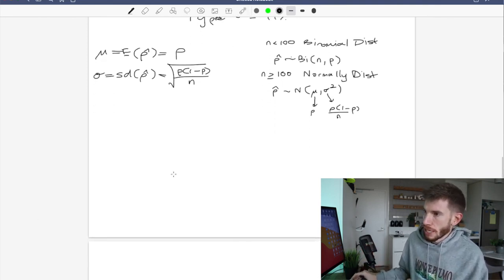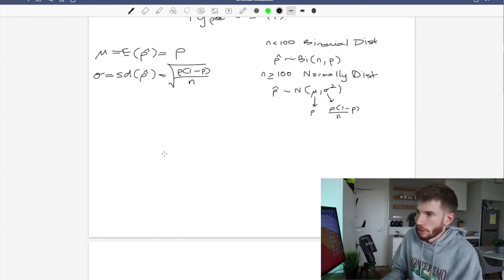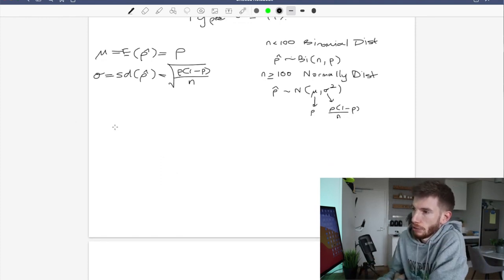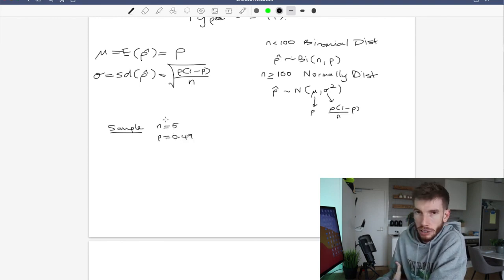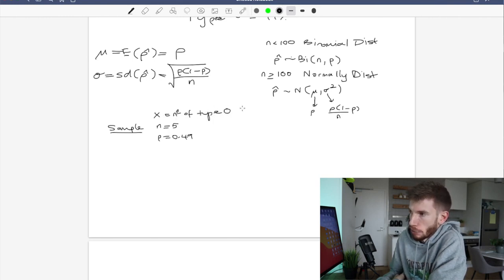So if we consider it to be binomially distributed first, let's say that we take a sample, but this time we're not going to do 100 because it would be far too large, and that's where it would be on the cusp of becoming normally distributed. Let's say we have a sample of just 5 people, right? The population proportion of type O blood is still 0.49. And what we're going to be interested in is the variable x is going to be equal to the number of people in our sample with type O blood, right? So the number of type O people.